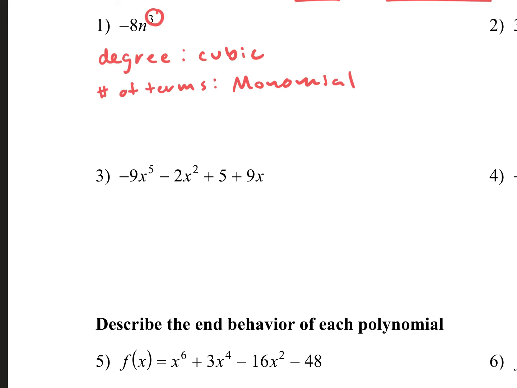All right, for number 3, we have to put it in standard form. So what would come first? Negative 9x to the 5th power. What comes next? Negative 2x squared. And then? 9x. And then? 5. So we start with the highest degree and then just go down from there. The highest degree is 5. Then our second highest was 2. Then 1. And then none.